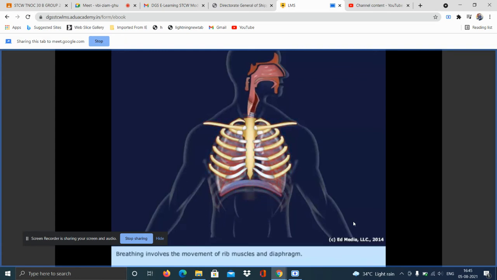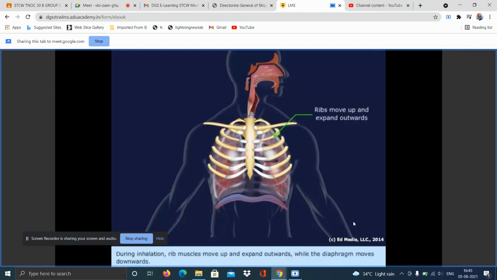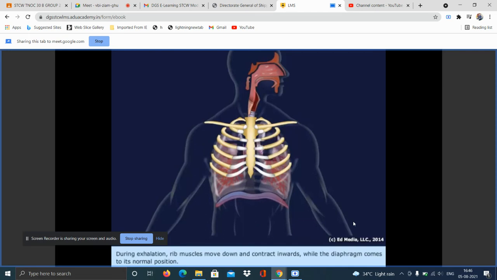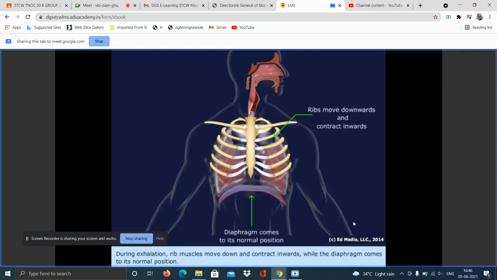Breathing involves the movement of rib muscles and diaphragm. During inhalation, rib muscles move up and expand outwards, while the diaphragm moves downwards. This combined movement of rib muscles and diaphragm increases space in the chest cavity and allows airflow. During exhalation, rib muscles move down and contract inwards, while the diaphragm comes to its normal position. This contraction of rib muscles and movement of diaphragm results in the reduction of space in the chest cavity, and thus air is pushed out of the lungs.